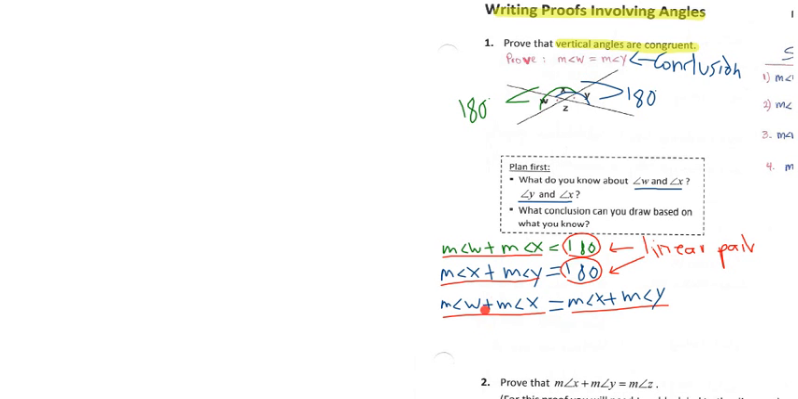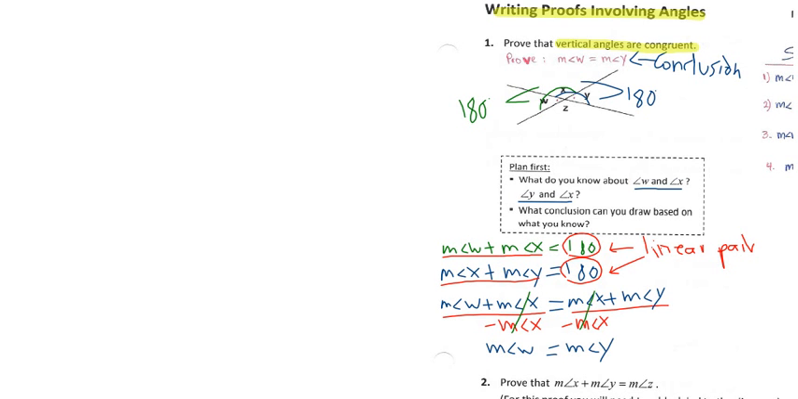Well, we have addition over here, therefore we need to subtract. So I'm going to subtract measure of angle X here, and I have to do the same thing on the other side. So I subtract measure of angle X, which would allow us to cancel here and on the other side as well, leaving us with exactly what we want. Measure of angle W is equal to the measure of angle Y.